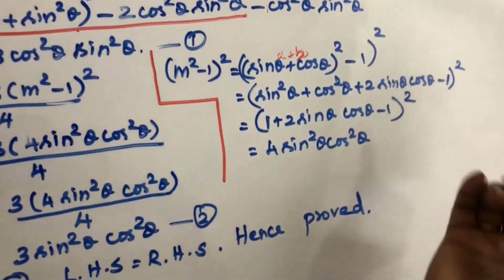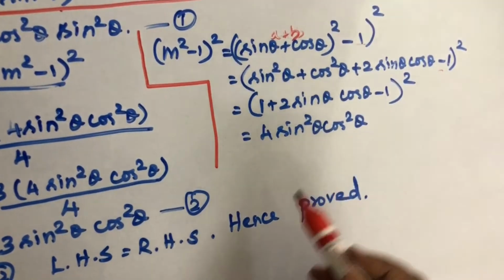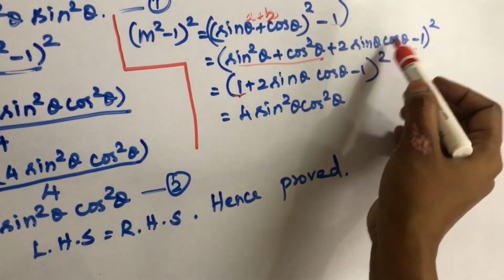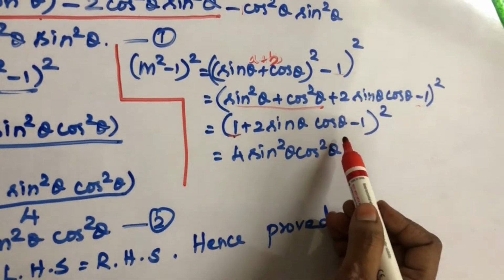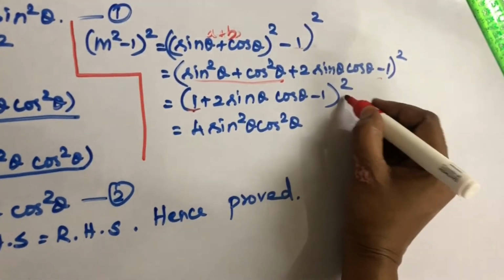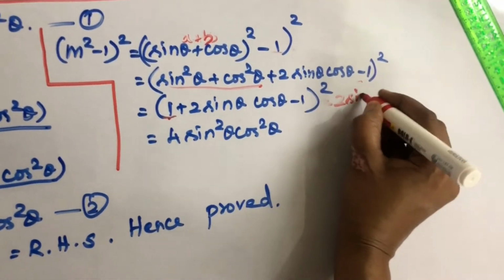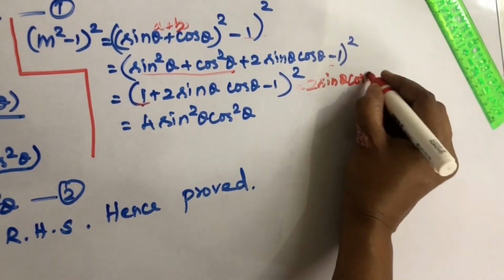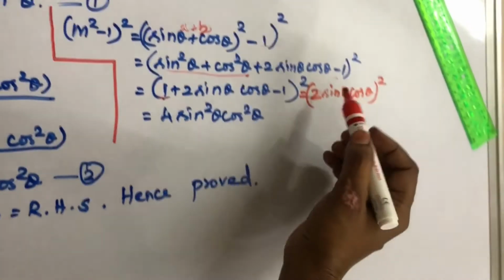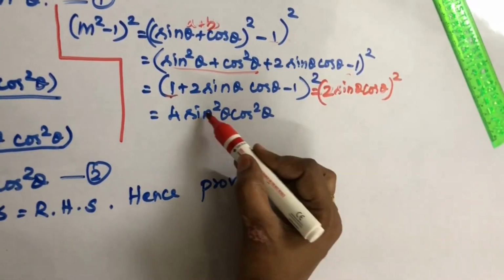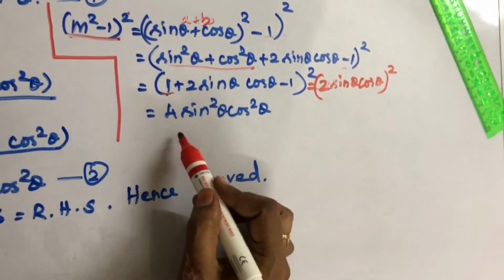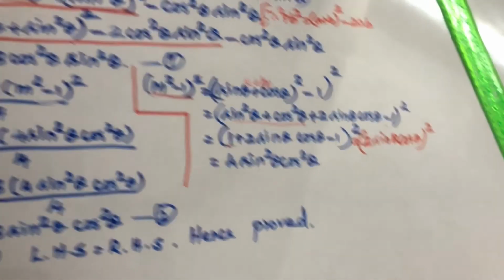Minus 1 இருக்குது. Okay, இந்த minus 1 இங்க இருக்குது. Okay, so sin square theta plus cos square theta is equal to 1. This term 2 sin theta cos theta இதில் இருக்குது minus 1. 1 minus 1 it will become 0. So 2 sin theta cos theta the whole square only left out. So it will become 4 sin square theta cos square theta. So m square minus 1 the whole square can be replaced by 4 sin square theta cos square theta.